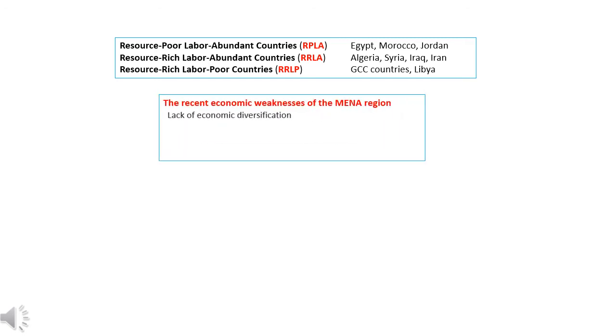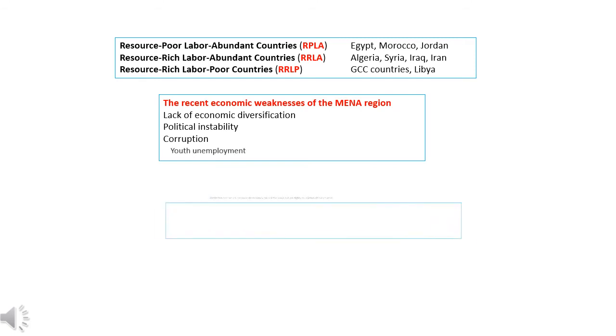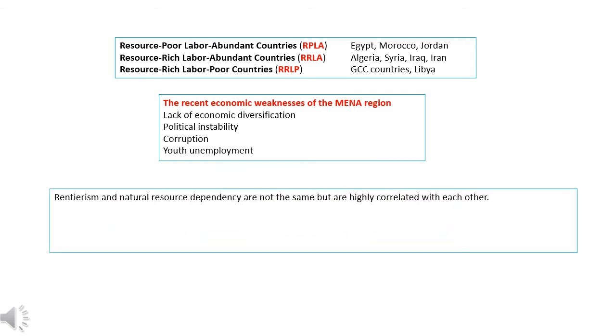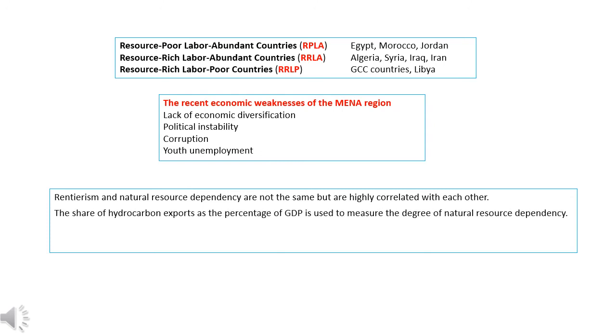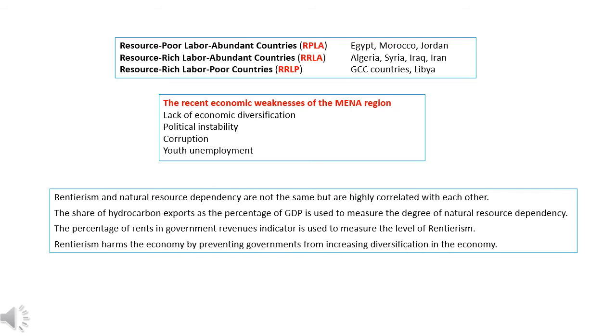Lack of economic diversification. Political instability. Corruption. Youth unemployment. Rentier-ism and natural resource dependency are not the same but are highly correlated with each other. The share of hydrocarbon exports as a percentage of GDP is used to measure the degree of natural resource dependency. The percentage of rents in government revenues indicator is used to measure the level of rentier-ism. Rentier-ism harms the economy by preventing governments from increasing diversification in the economy.